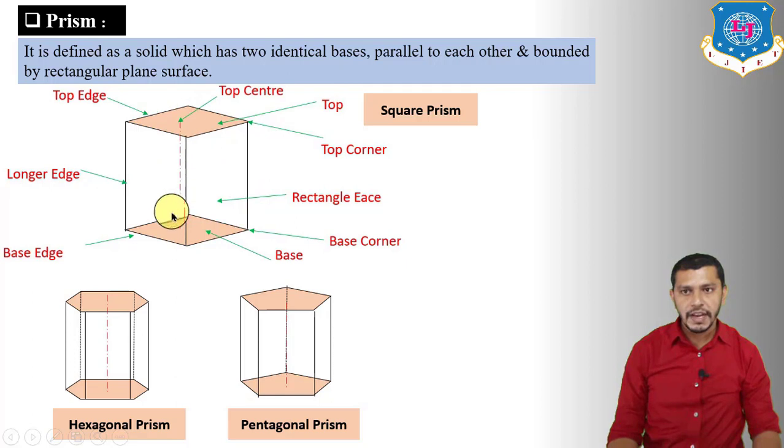This will be our top face center and this will be the base center, and the imaginary line connecting the top face center and base center is known as the axis of the prism.